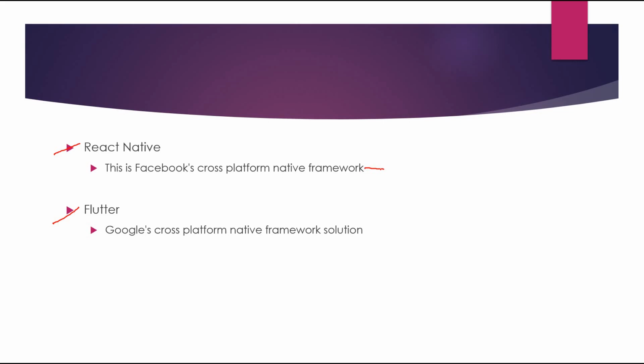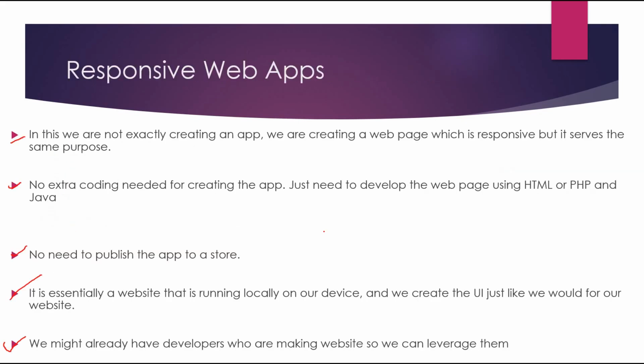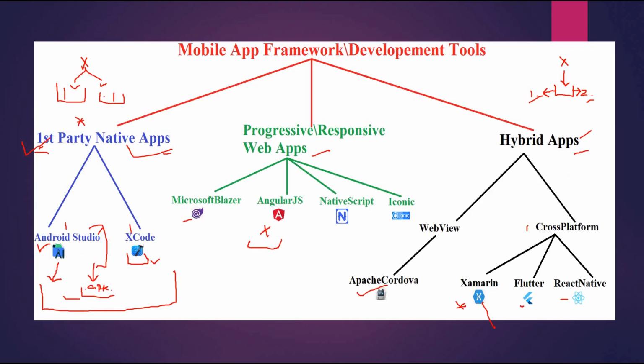We won't have to code it twice, or we don't need to know two different programming languages to code it for two different operating systems. The same thing goes for Flutter as well. Okay, so I hope that until now we have got an understanding of what this diagram is all about, at least from an Intune admin perspective, and what is a first party native app, what is a progressive app, and what is a hybrid application.